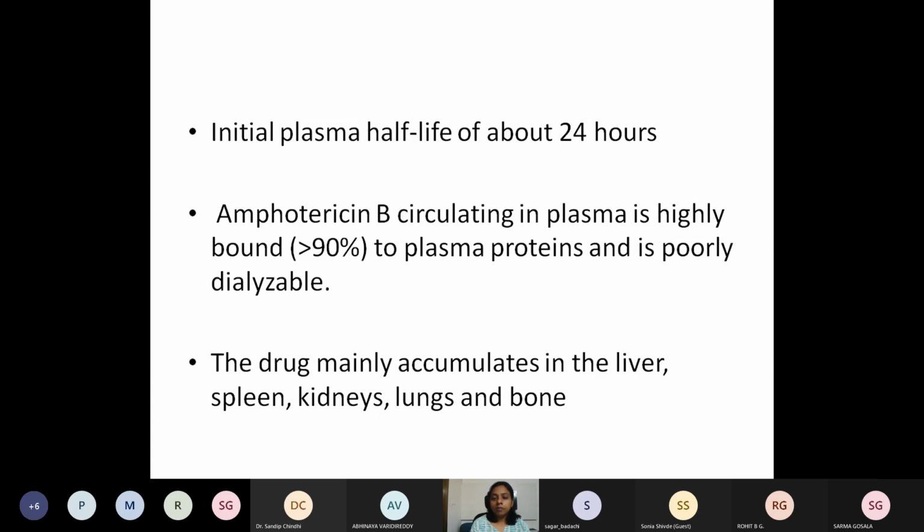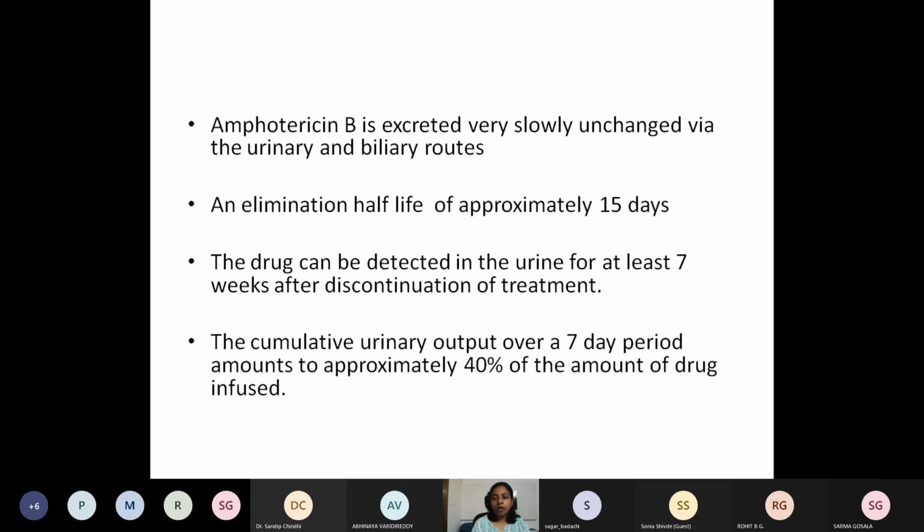It has an initial plasma half-life of about 24 hours, and it is highly bound to plasma proteins, and hence it is poorly dialysable. It accumulates in the liver, spleen, kidneys, lungs, and bone. That is why it is excreted very slowly. So even if you stop amphotericin, it is eliminated over a half-life of about 15 days, and even after 7 weeks of discontinuing treatment, you can detect it in the urine.